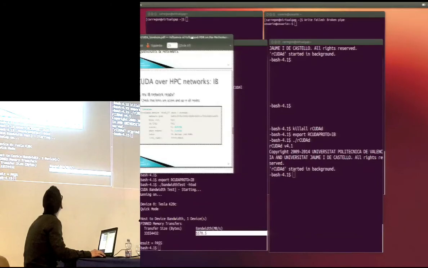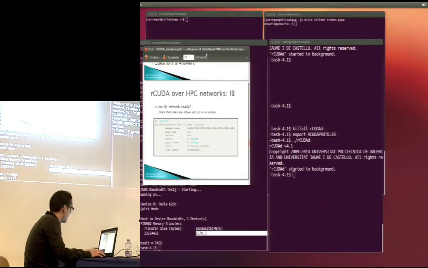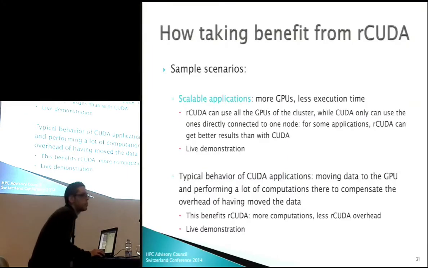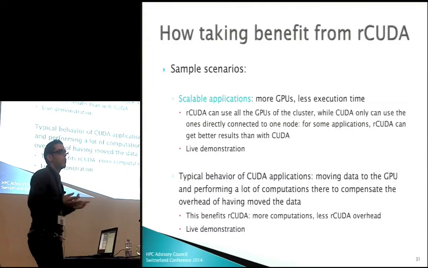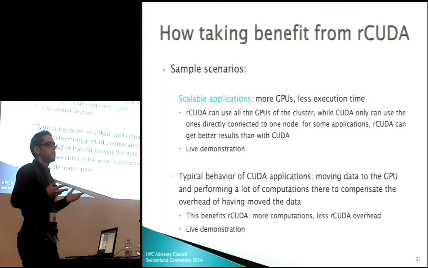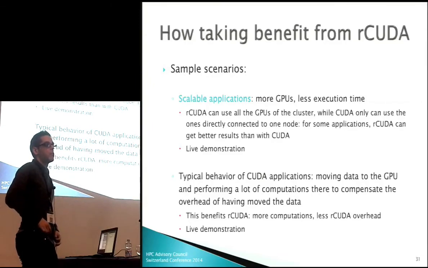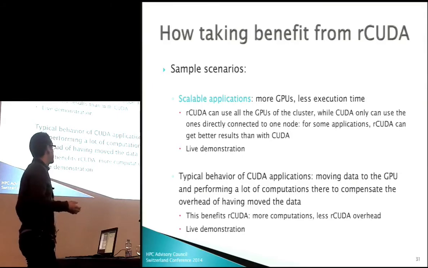Well, which are those scenarios? So, for example, imagine we have an application that is capable of running with a lot of GPUs. The more GPUs I have, the less execution time. So with CUDA, we will have a physical limitation. There are nodes, maybe now there are nodes, I think, with 8 GPUs, or something like that. But this is not typical. We usually have 1 GPU or maybe 4 if we are lucky.